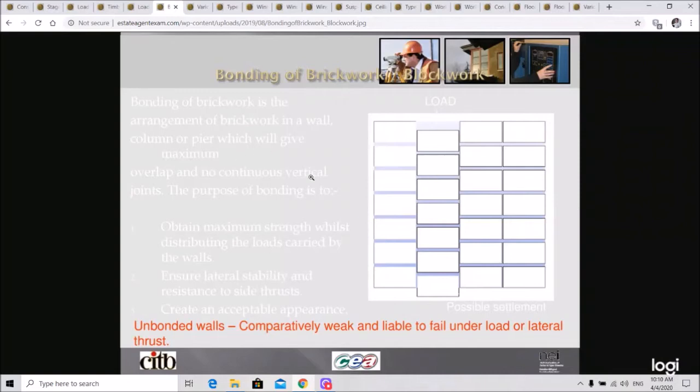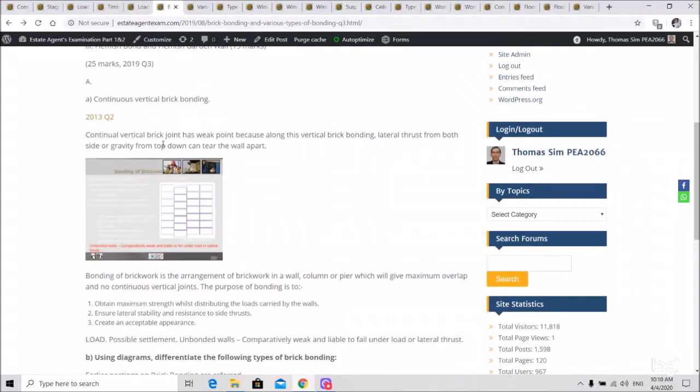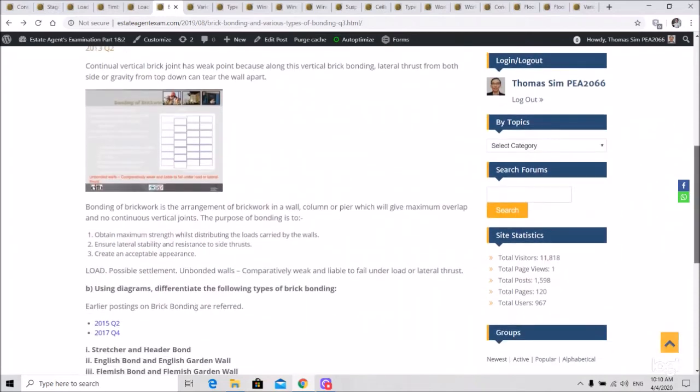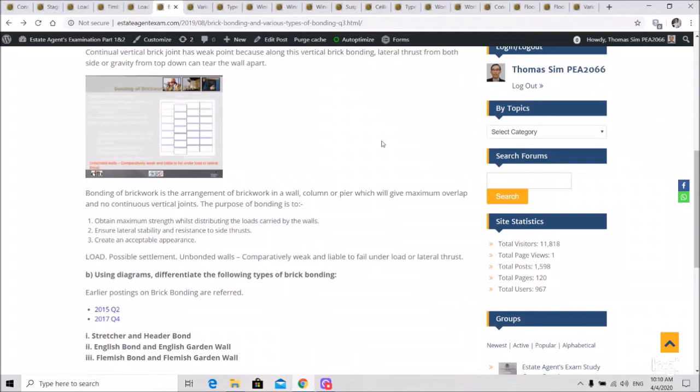So let us explain the stretcher and the header. We go back. A continuous vertical brick joint has a weak point, because along its vertical line, lateral thrust from both sides or gravity from top down can tear the wall apart. This is what I wanted to say. A lot of us will understand, but in the exam you may not be able to think of the words to explain your understanding. This is based on your practice and usual use of the vocabulary, so in the exam you need to be careful on this part.